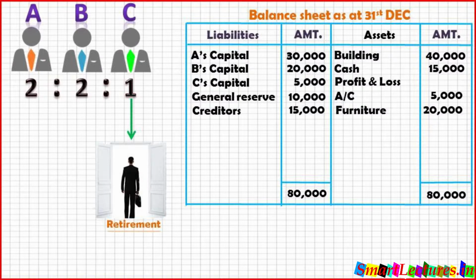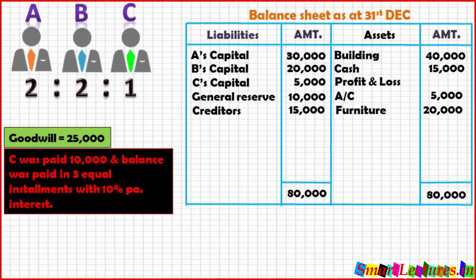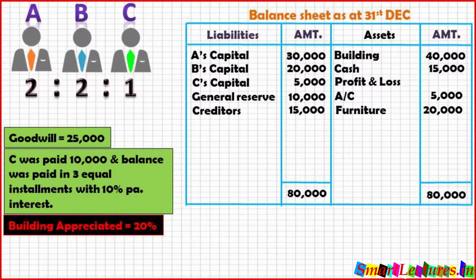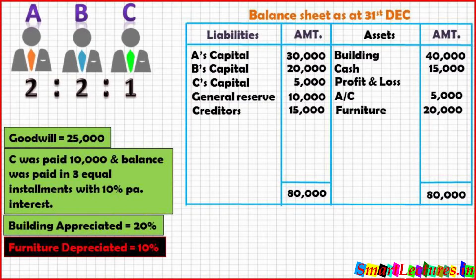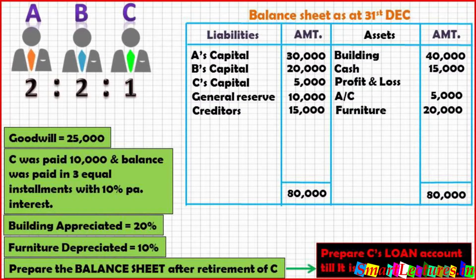C retires on the same date. Goodwill was valued at rupees 25,000. C was paid 10,000 immediately and the balance was paid in 3 equal installments with 10% per annum interest. Building was appreciated by 20%. Furniture was depreciated by 10%. Prepare the balance sheet after the retirement as well as prepare C's loan account till it is closed.